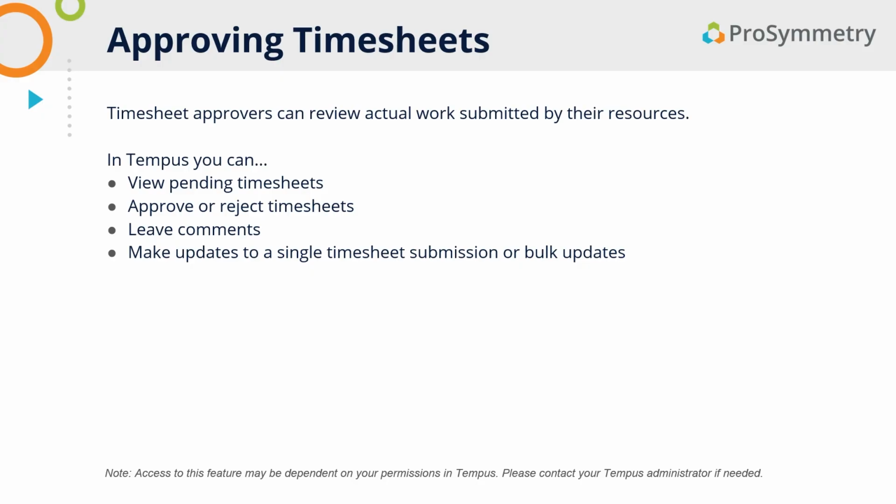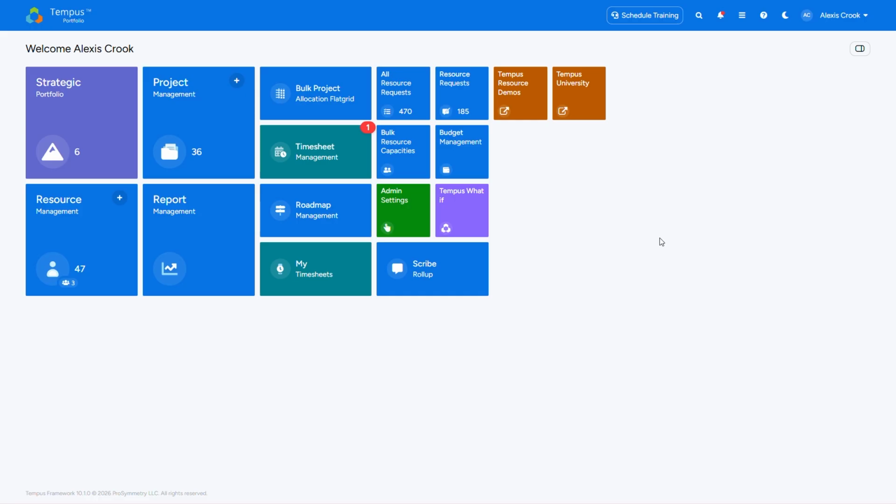In Tempus, you can view your pending timesheets, you can take action on those timesheets, you can leave comments, and you can also choose to make updates to a timesheet, like a single timesheet, or you can do this in bulk as well. Navigating into my Tempus environment, I am set up as a timesheet approver.